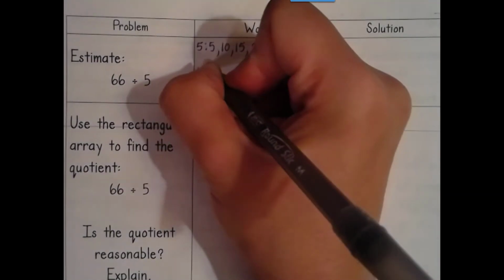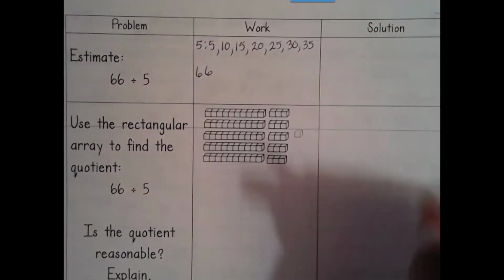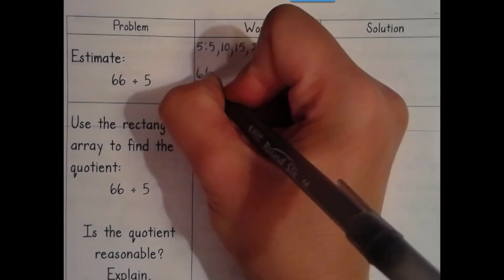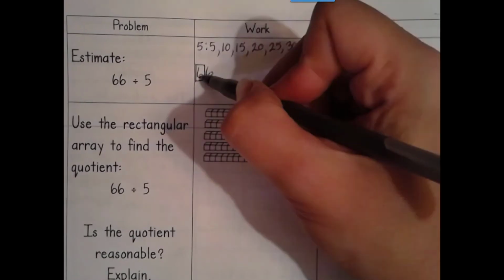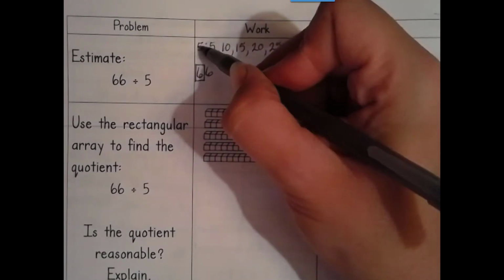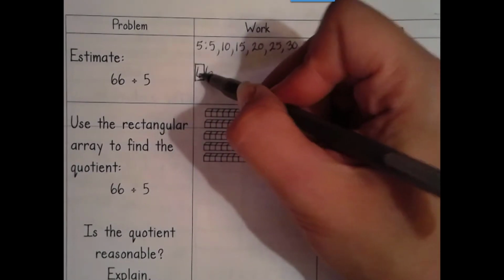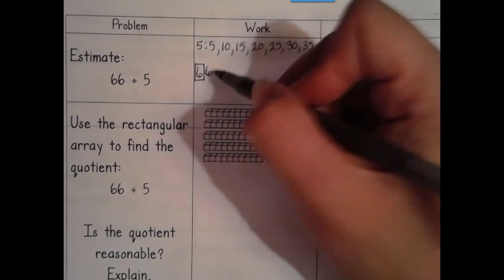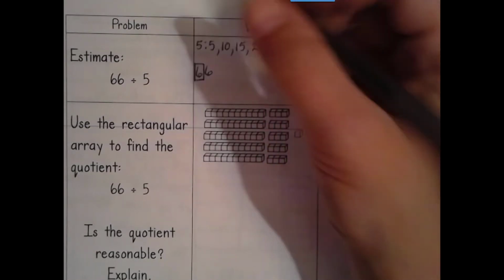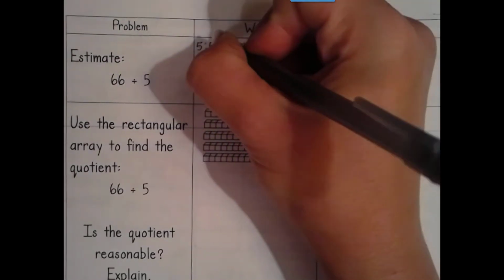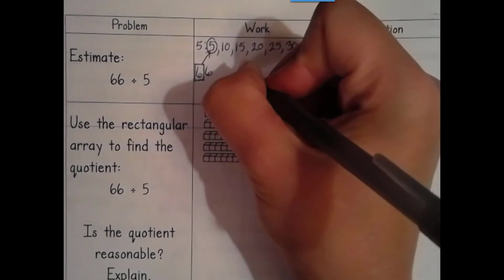So I'm looking at 66. The largest place is the tens place. Is 6, the digit 6, greater than 5? Yes. So I only need that one. If it wasn't greater, then I'd use the first two. So which of these numbers is closest? Well, 5 is closest. So I'm going to change that to a 5.